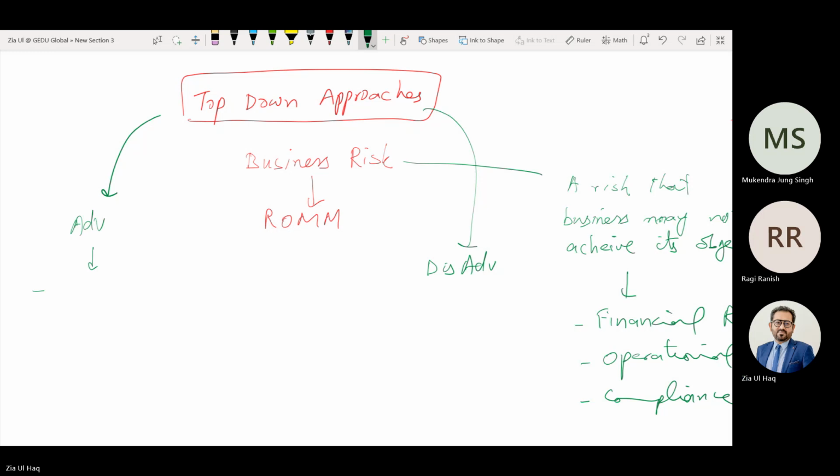No, this will increase your time. Because instead of directly identifying risky areas, you first identify business risk, spending time on identifying business risk. Then against each business risk, you will check what is the effect on financial statements, what could be the chance of misstatement. You are highlighting risky areas in financial statements. So it is time consuming. So this is a disadvantage.